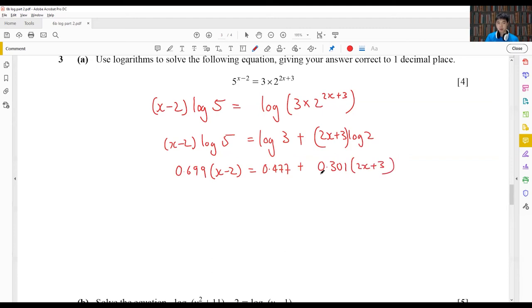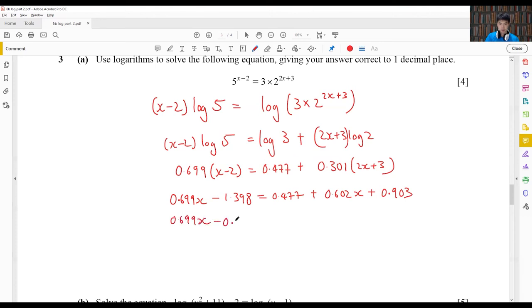Okay. From here, what I got to do is expand my bracket. 0.699x minus 2 times 0.699 is 1.398, equals to 0.477 plus 0.301 times 2, 0.602x, plus 3 times this, you're going to get 0.903. Okay, then from here, group the x's and the numerals together.